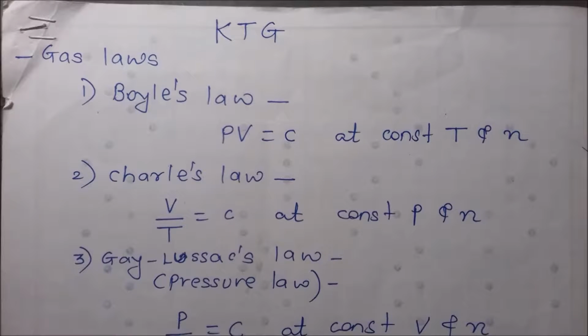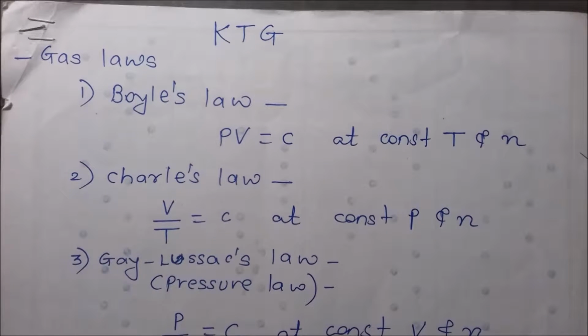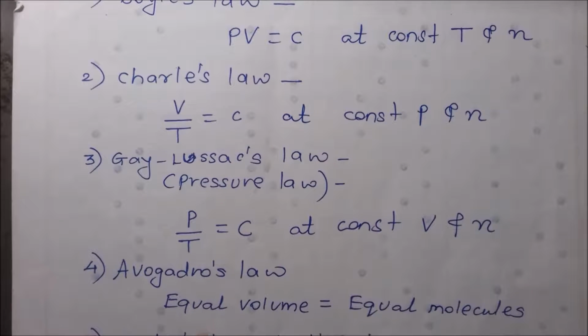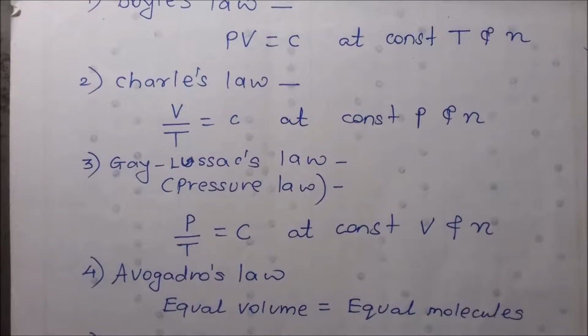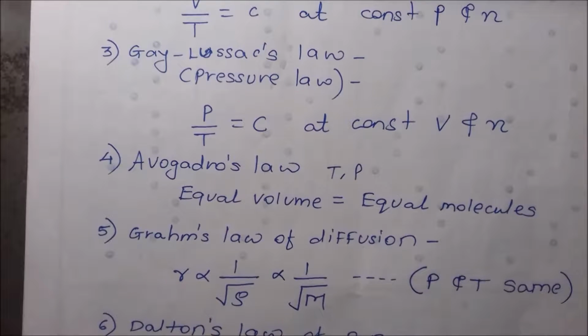Kinetic theory of gases, gas laws. Boyle's law: PV is equal to constant. Charles' law: V by T is equal to constant. Gay-Lussac's law: P by T is equal to constant. Avogadro's law: at same temperature and pressure, equal volume means equal molecules. Then Graham's law of diffusion: rate of diffusion is inversely proportional to root of density.